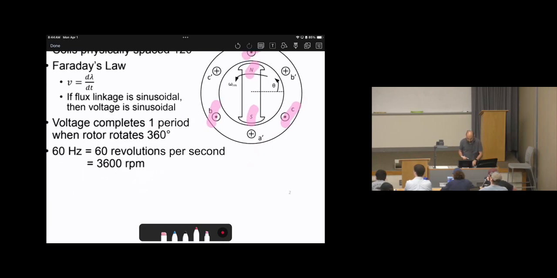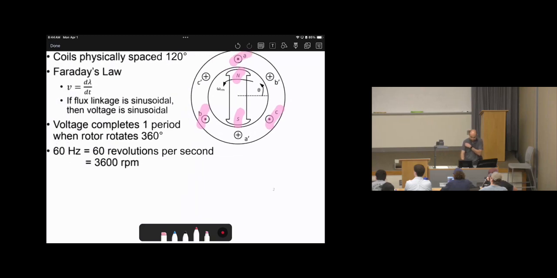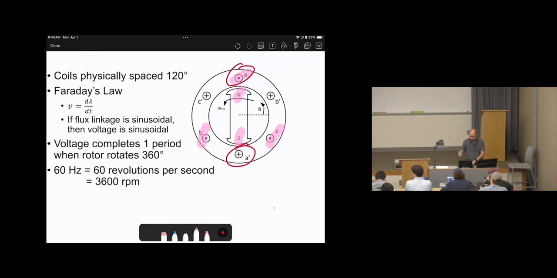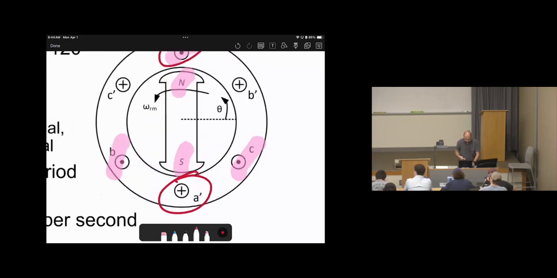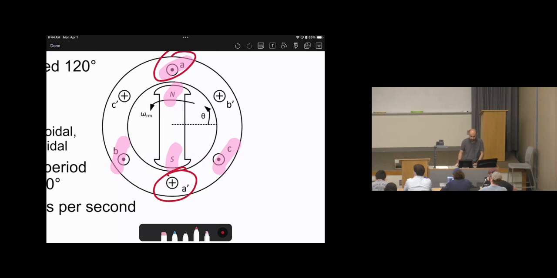So the voltage will be induced, which is something we call a flux linkage, a sinusoidal flux linkage, because of the rotation of the magnets. Then it will produce the voltage. Then we can say that the magnet will complete one rotation in a specific period of time.